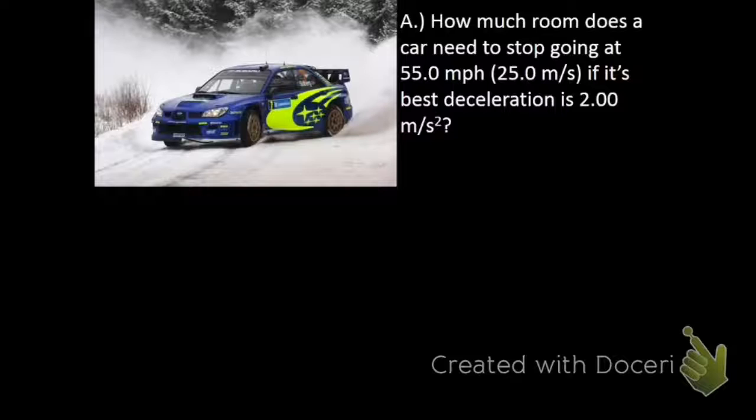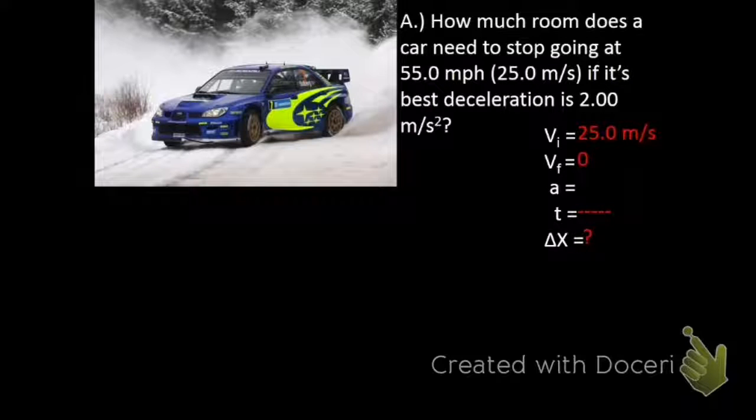How much room does a car need to stop going at 25 meters per second if its best deceleration is 2 meters per second squared? Again, we're going to set up our givens and our unknowns. We know the initial velocity is 25 meters per second. It wants to stop, so that's a final velocity of 0. We know that the acceleration is actually negative 2 meters per second squared. That's what deceleration means in this case. We know nothing about the time, and the distance, delta x, is what we want to find.